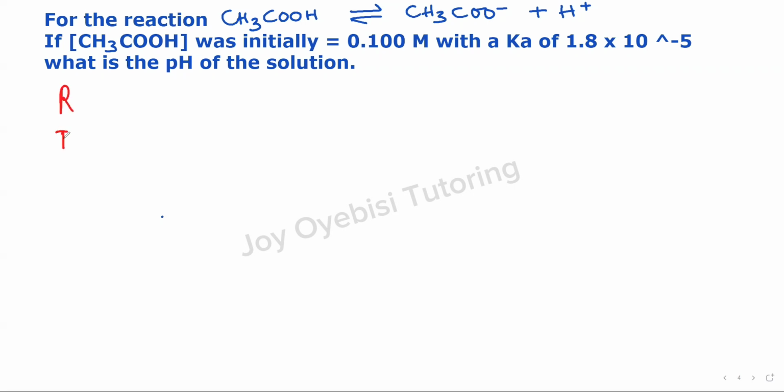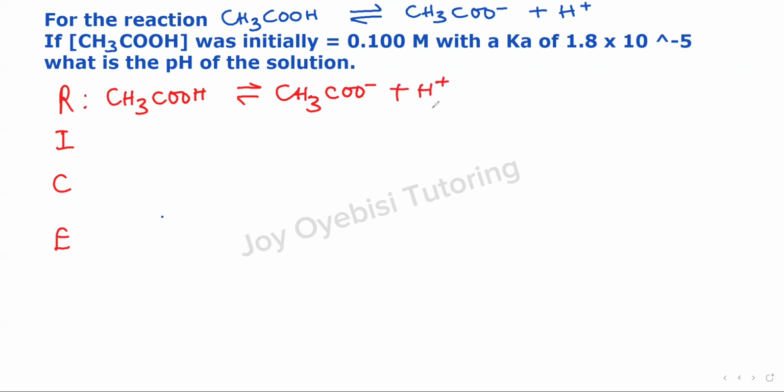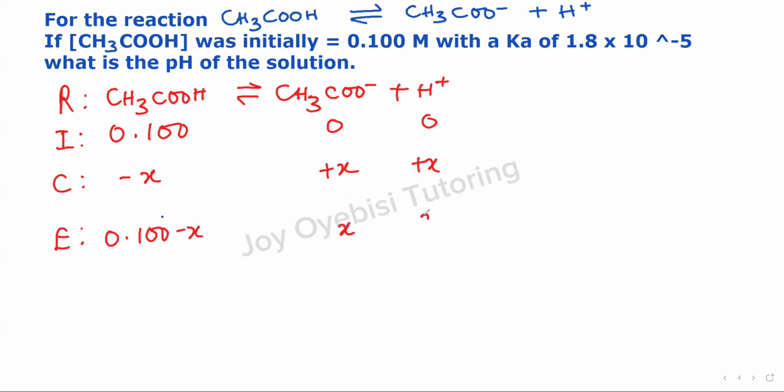Okay, so start with your reaction, which is CH3COOH dissociating into CH3COO negative plus H plus. Initially, they gave us the concentration of acetic acid to be 0.100. And of course, these two were not there. Now, the change in concentration for the reactant here would be -x. These two will be +x, +x. Now, at equilibrium, this is going to be 0.100 minus x, while this is going to be x and then x. 0 plus x gives us x. All right?